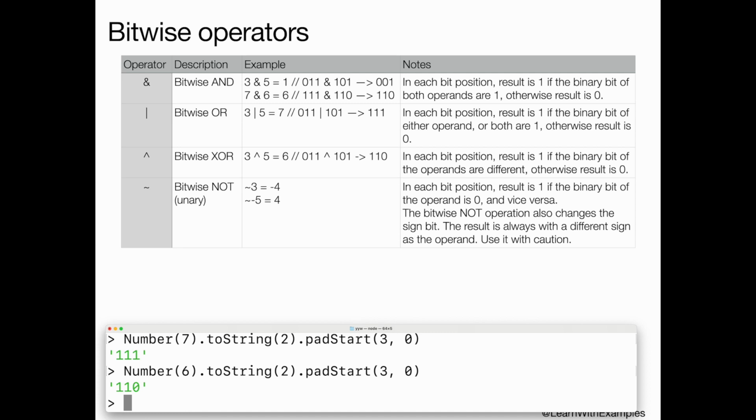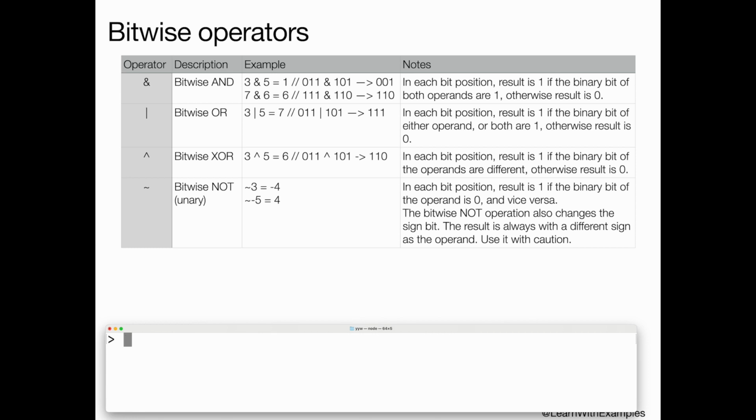Bitwise OR. The bitwise OR operator returns a number whose binary representation is 1 in each bit position if the corresponding bits of either or both operands are 1. For example, bitwise OR of 3 and 5 gives 7. Bitwise XOR. The bitwise XOR operator returns a number whose binary representation is 1 in each bit position if the corresponding bits of the operands are different. For example, bitwise XOR of 3 and 5 gives 6.